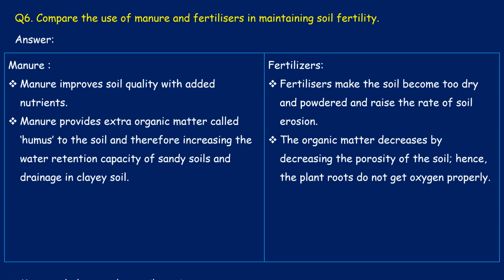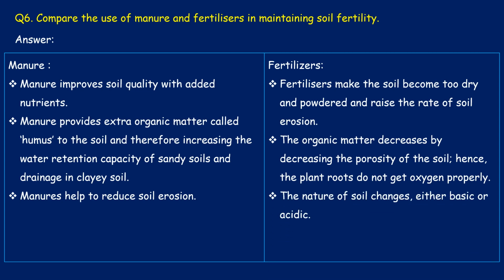Now manure. Manure helps to reduce soil erosion. The nature of soil changes to either basic or acidic because of fertilizers. These two conditions are not good for soil. The soil should be in a pH range which is close to neutral, like 6.9 to 7.